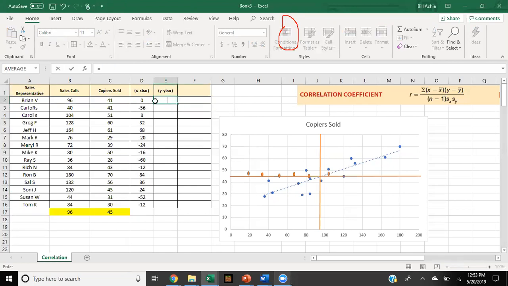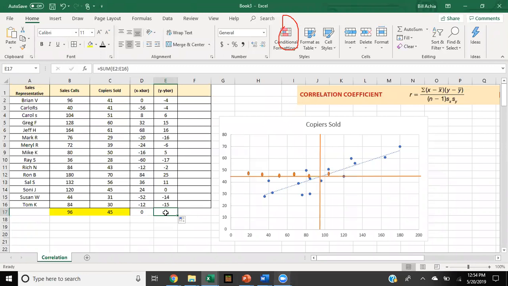So here we have for Brian, he sold 41 copiers. We subtract the average of 45 from that value. Again, I'm going to hold this constant by hitting F4 on your keyboard, and you have to see those dollar signs, and you know that it'll always reference this cell in yellow. Okay, so if you did this right, if I sum this up, it should sum up to 0. If you did the auto sum, you should have a sum of 0 at the bottom.